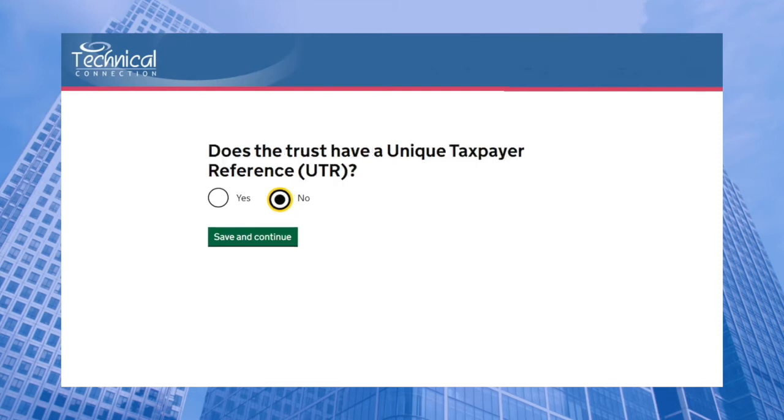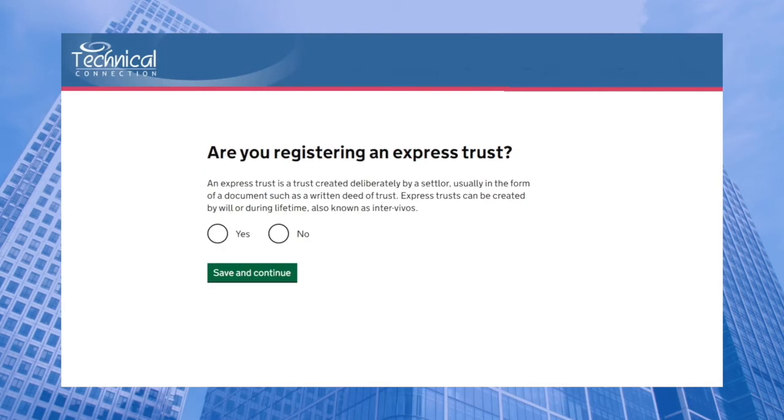I'm now asked if the trust already has a unique taxpayer reference. The reference given when you register the trust that needs to pay tax, for example, when it reaches its 10-year anniversary or has a periodic charge to pay. In this particular case, I would answer no to this question as the trust I'm registering doesn't have a unique taxpayer reference. The next question asks whether I'm registering an express trust.